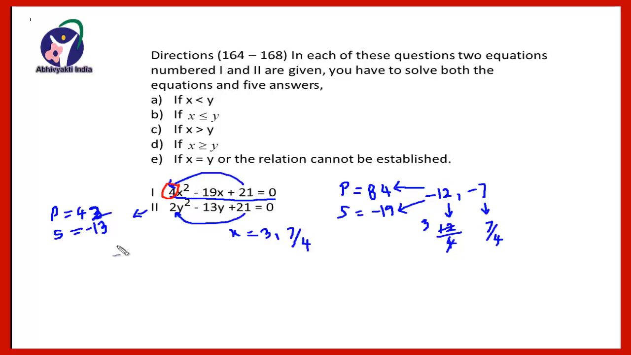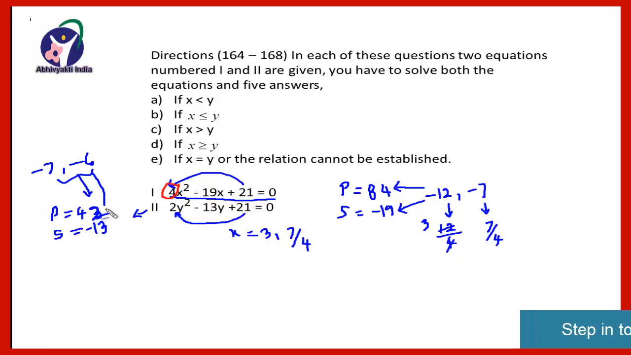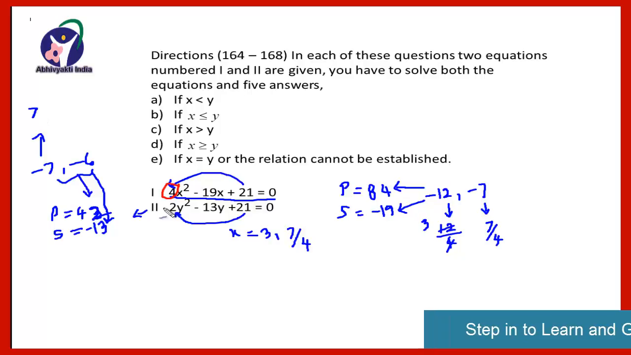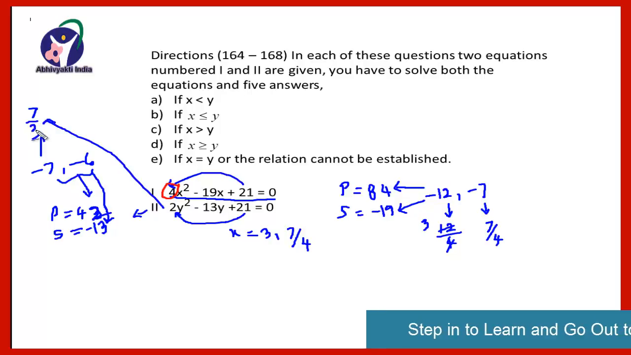Now the two numbers will be minus 7 and minus 6. Product of these two will be 42 and the sum of these two will be minus 13, and therefore we get the value of y as change the sign, so it will be plus 7, divide it by the coefficient of y square, that is 2, so it will be 7 by 2.